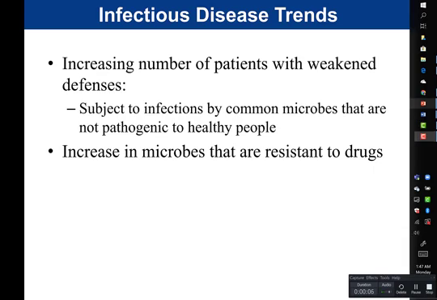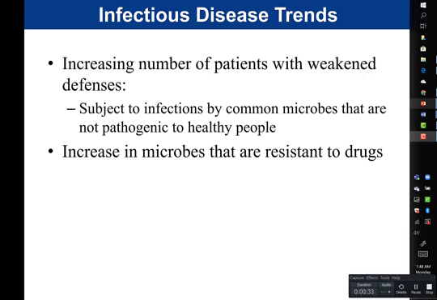And one trend is that we're starting to see an increasing number of patients with weakened defenses. And what ends up happening is when a patient has a compromised immune system, they are then subject to infections by common microbes that are not pathogenic, meaning not disease-causing, to healthy people. And so we call these types of microbes an opportunistic pathogen.